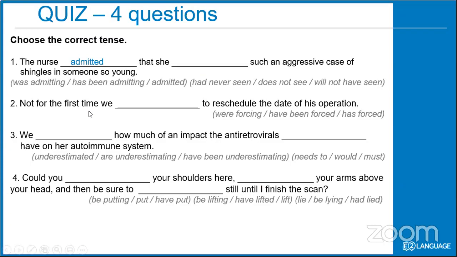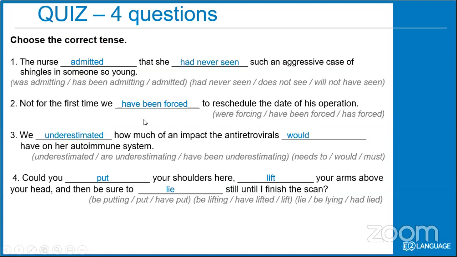The nurse admitted that she had never seen such an aggressive case of shingles in someone so young. So you'll notice had never seen is the past perfect. Not for the first time, we have been forced, present perfect, we have been forced to reschedule the date of his operation. Number 3, we underestimated how much of an impact the antiretrovirals would have, that's the modal verb, would have on her autoimmune system. And number 4, could you put your shoulders here, lift your arms above your head, and then be sure to lie still until I finish the scan.